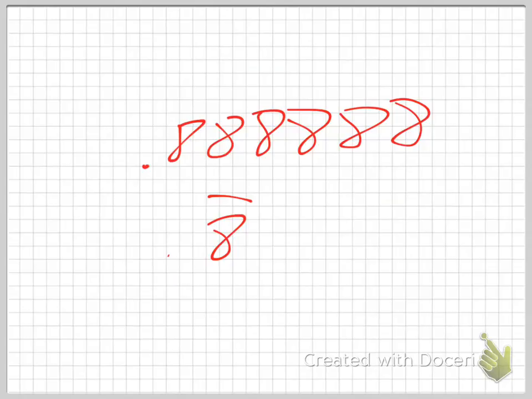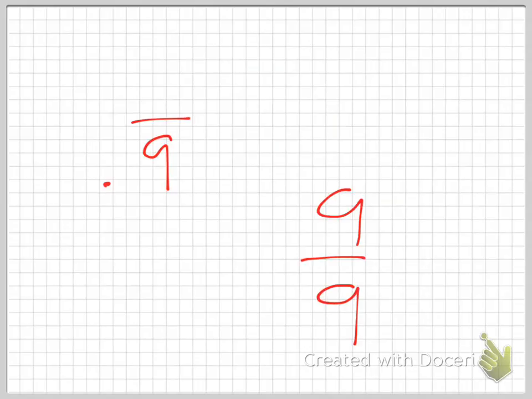Question? So is 0.9 repeating, would it be 9 over 9? No. Oh, that's a good question. 0.9 repeating. I don't know. That's really good. How would you write that as a fraction? I don't know. That's a good question. Because it can't be 9 over 9, right? That's 1. Huh. I don't know. It's a good question, though.